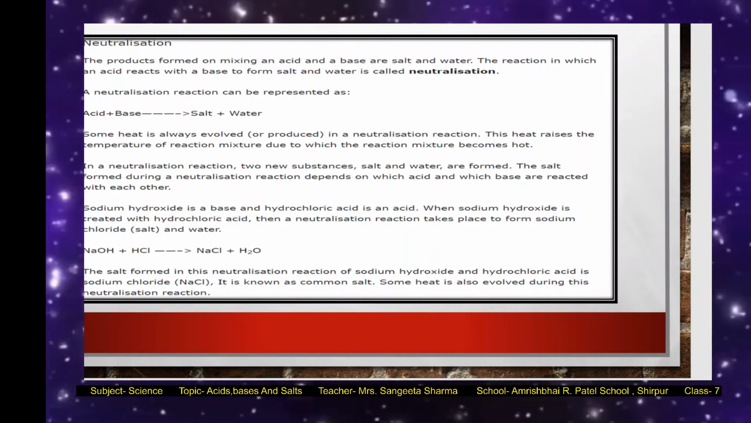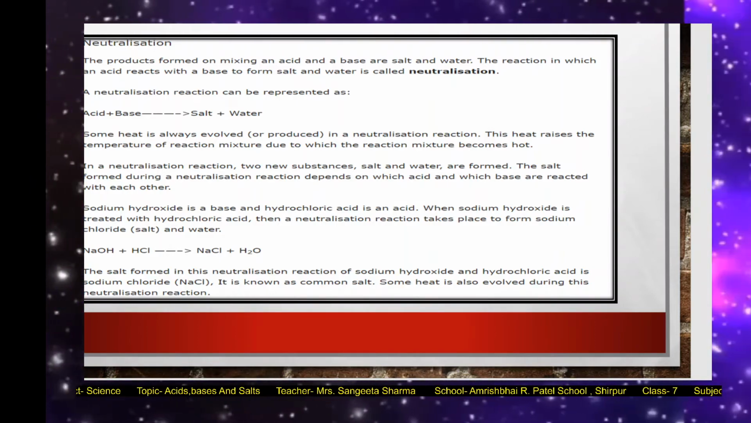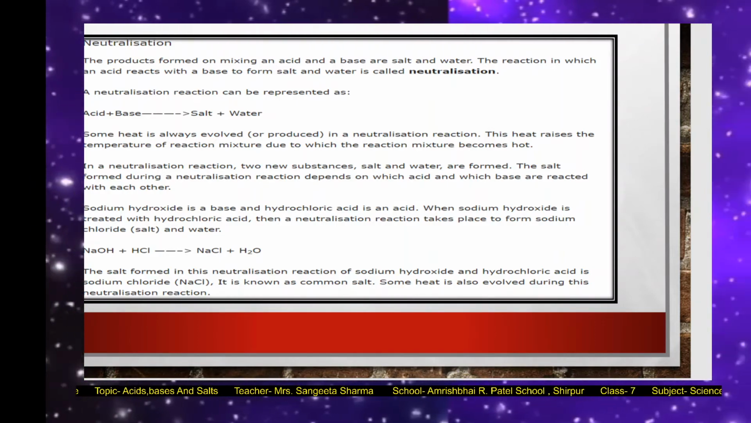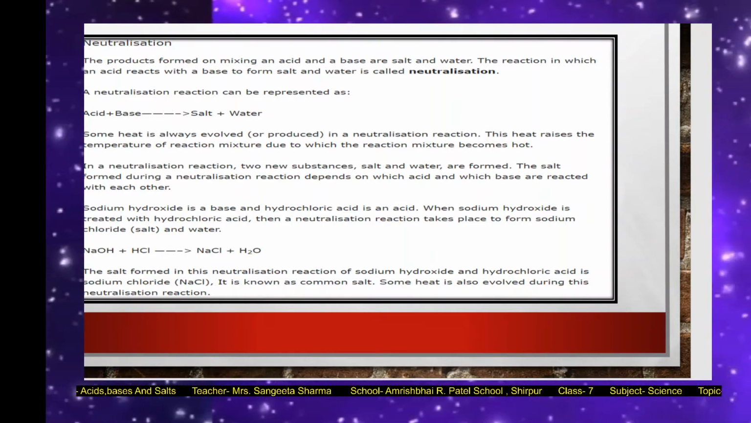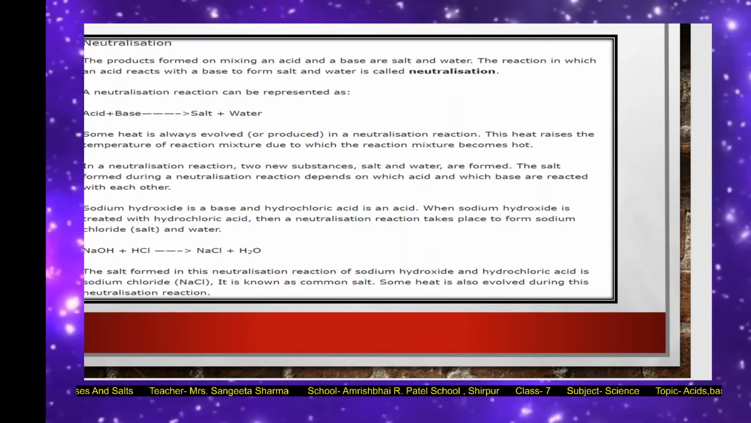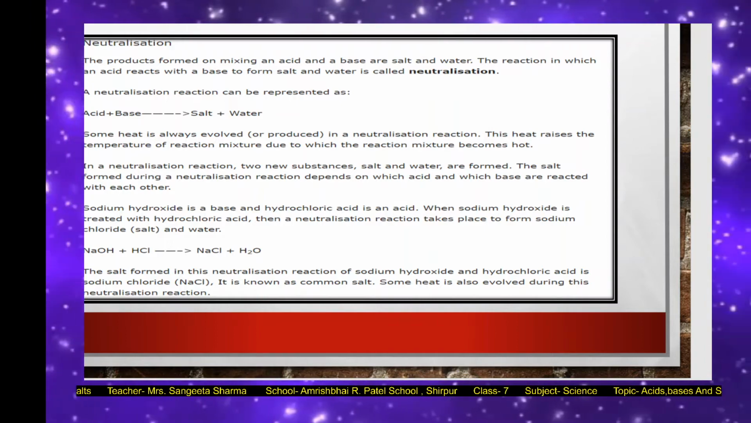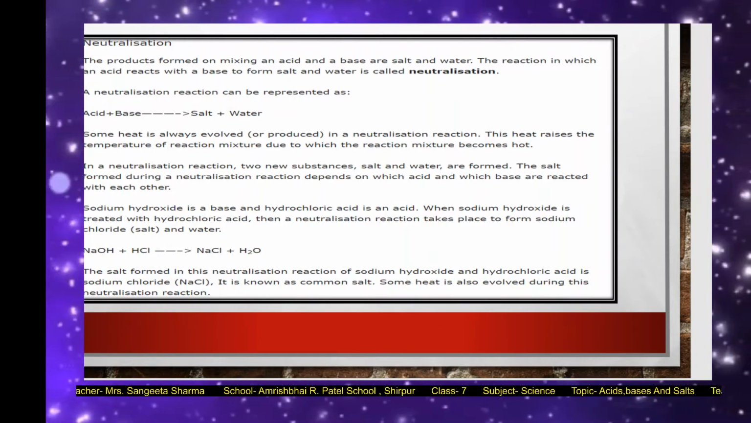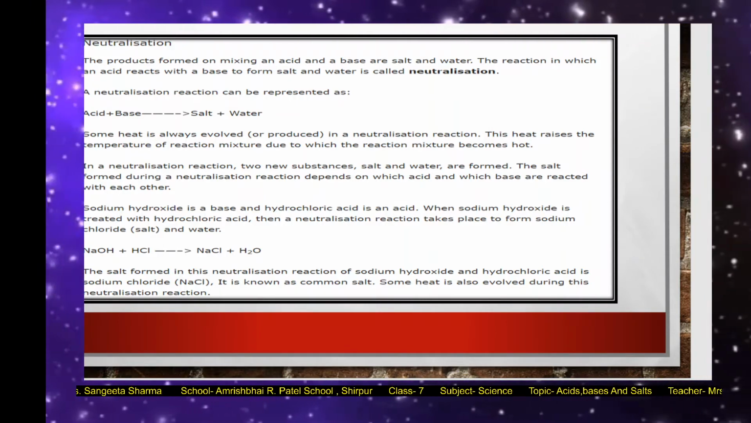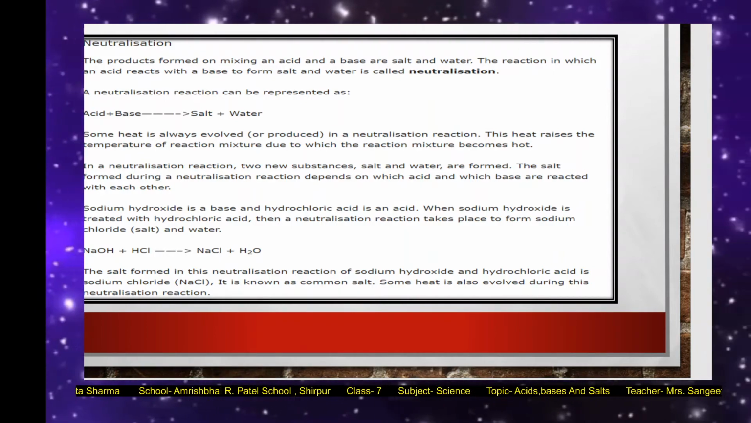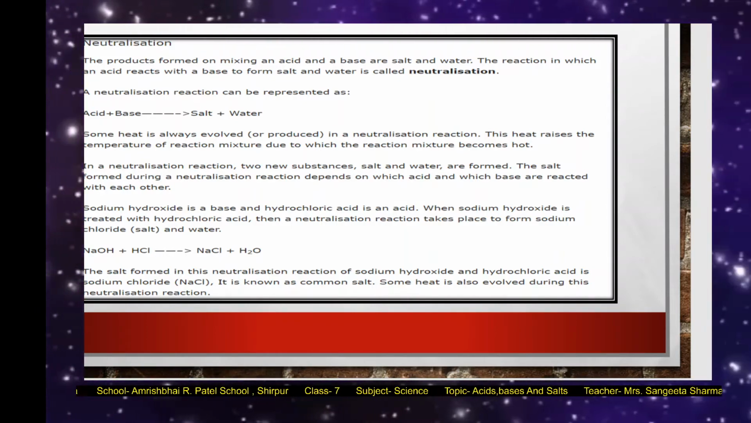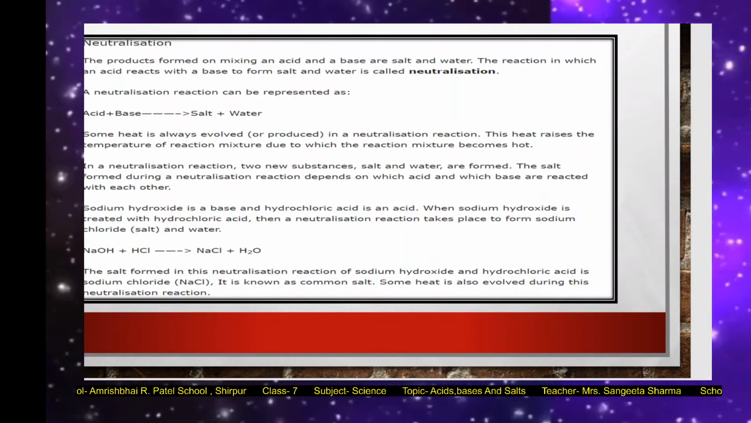Why are we using the term neutralize? Because in this reaction, acid and base both cancel each other's effect. That is why they make a neutral substance which is neither acidic nor basic. That is why we can say that salt is a neutral substance, and this reaction is called neutralization.